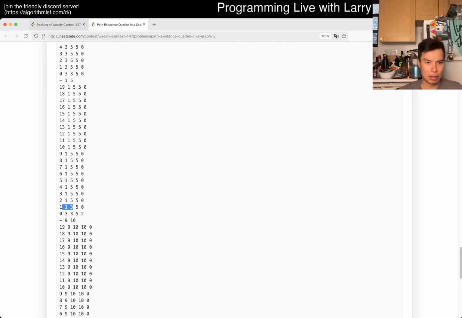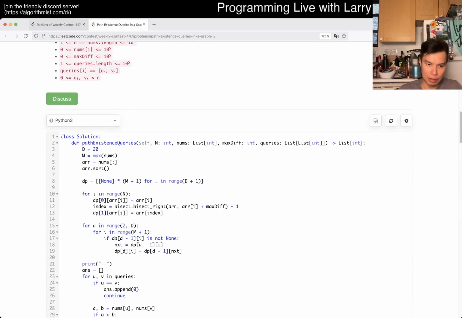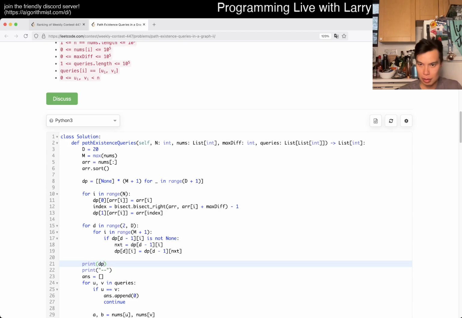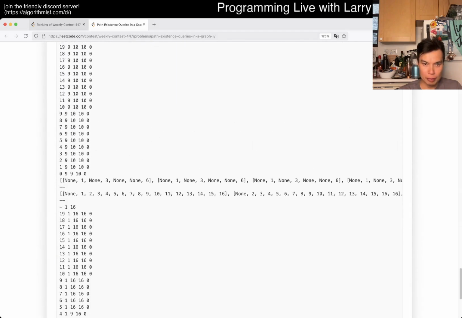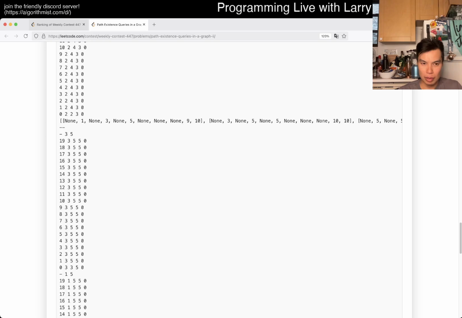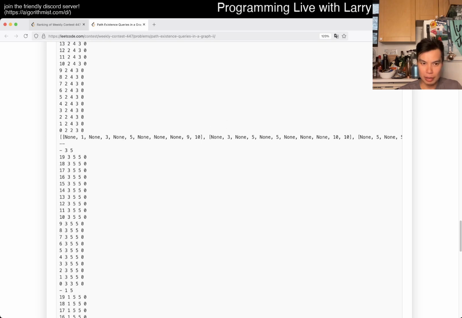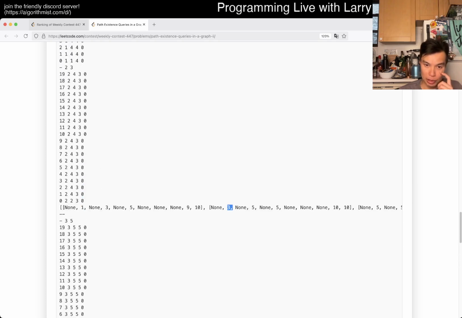That doesn't make sense though, right? Am I doing the DP wrong? Maybe my DP is wrong. Let's check the DP. Okay, so it's here. 1, 3, 5, and then this is no moves. One move, it goes to 3, yeah. Two moves, it goes to 5. I see.